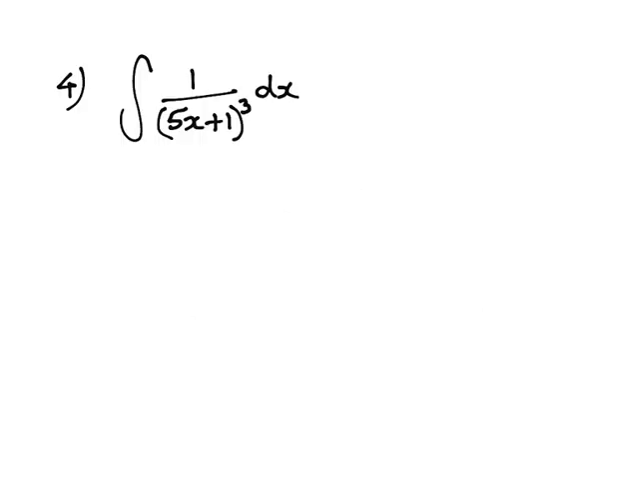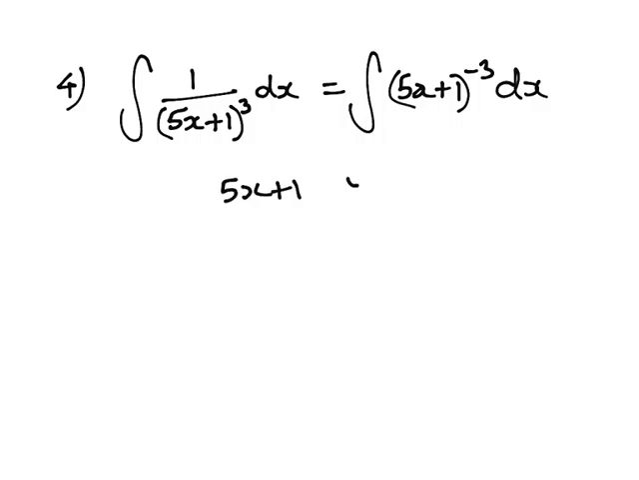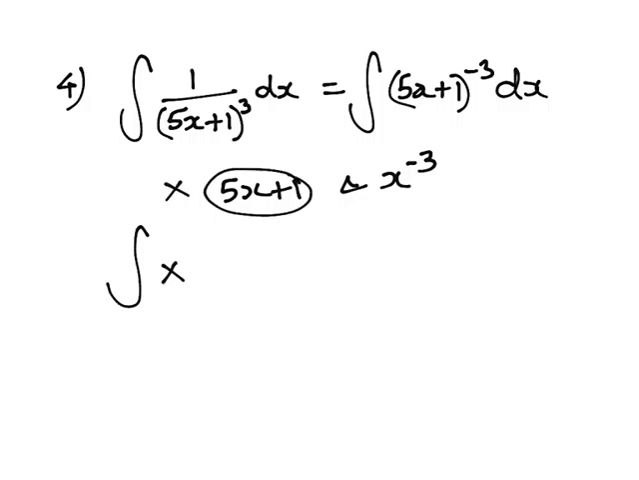Okay, so let's look at this problem, 1 by 5x plus 1 whole cube dx. So I can write this as integral of 5x plus 1 raised to minus 3 dx. Again, it's a combination of two functions. One function is 5x plus 1 and the other function is x power minus 3. Okay, so here again I'm going to take this as x. So it looks like it is x power minus 3 dx. So this is nothing but the integral is x power minus 2 by minus 2 plus c.